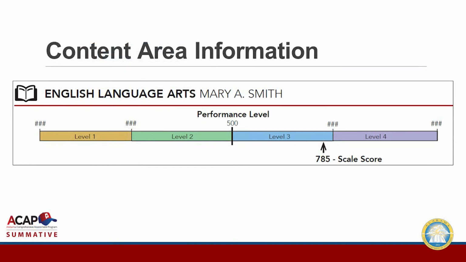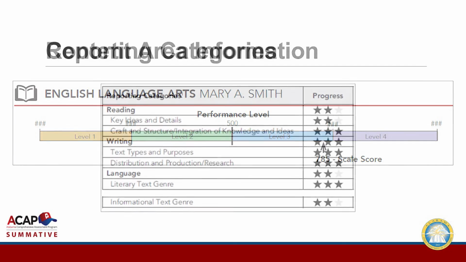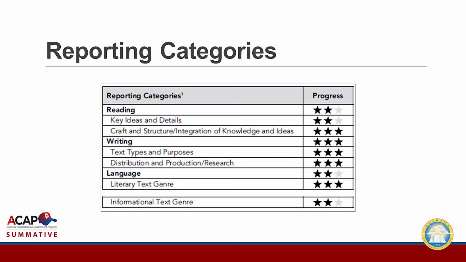First, at the top of the page, you'll see a color-coded bar that's divided by the 4 performance levels for ELA. Your student's scale score is shown below that with an arrow pointing to where they landed within their level. In this example, you can see that even though the student scored in level 3, they were very close to scoring in level 4.